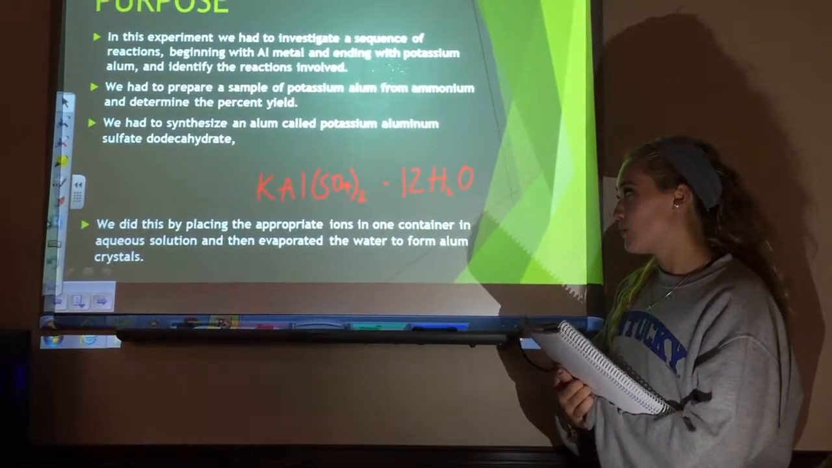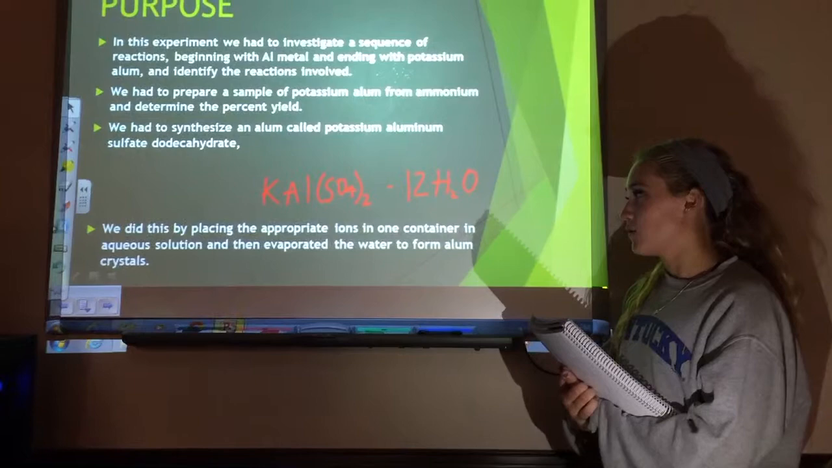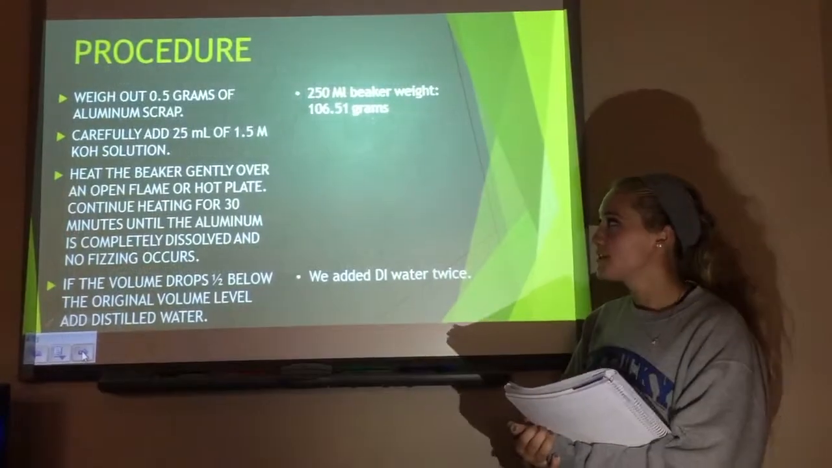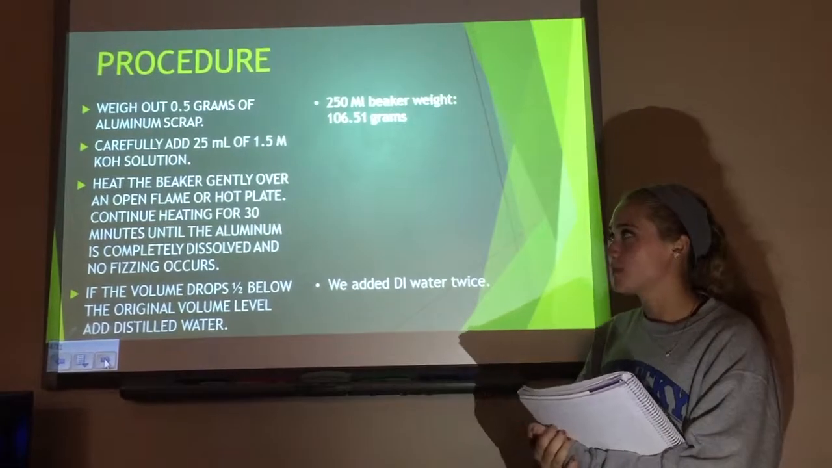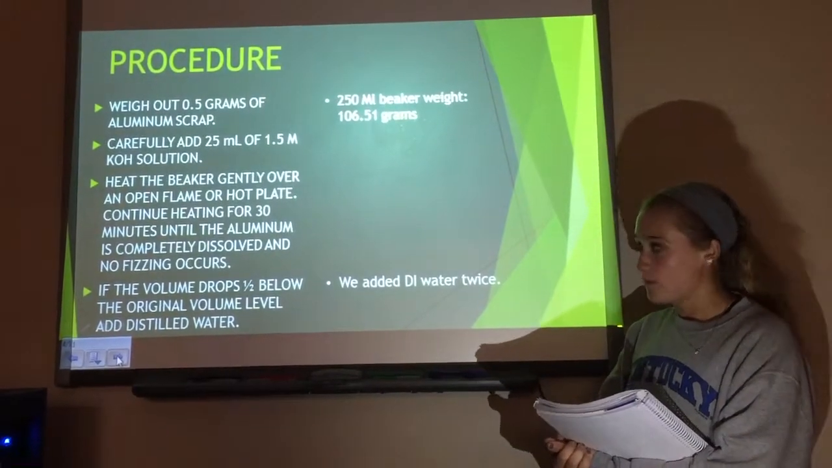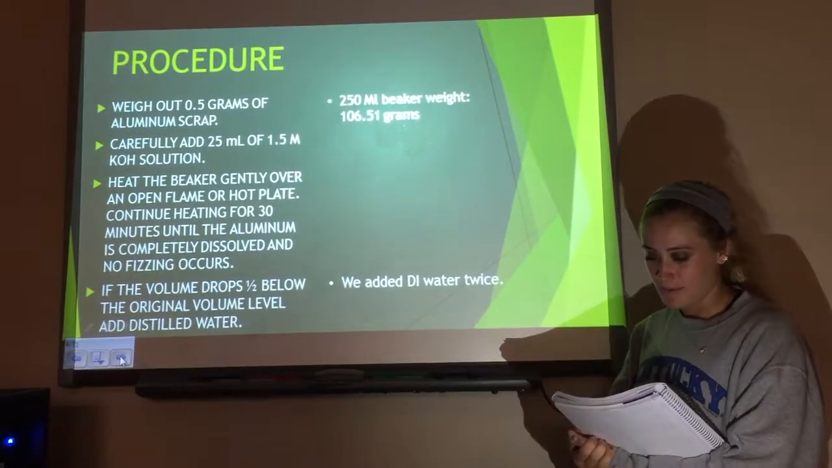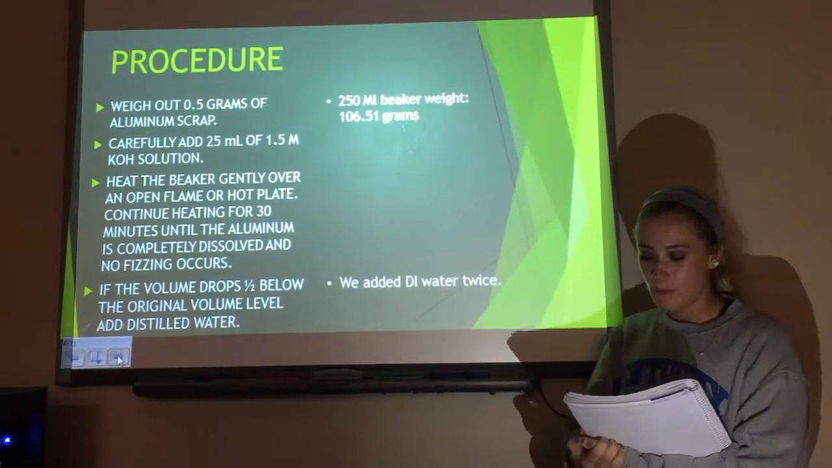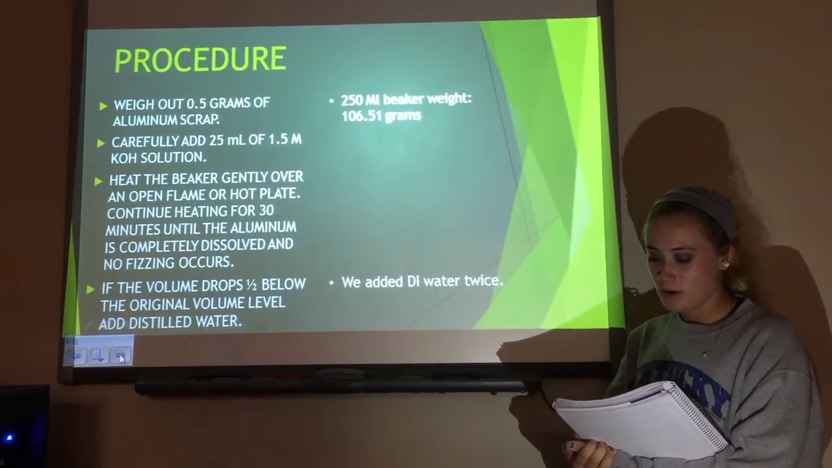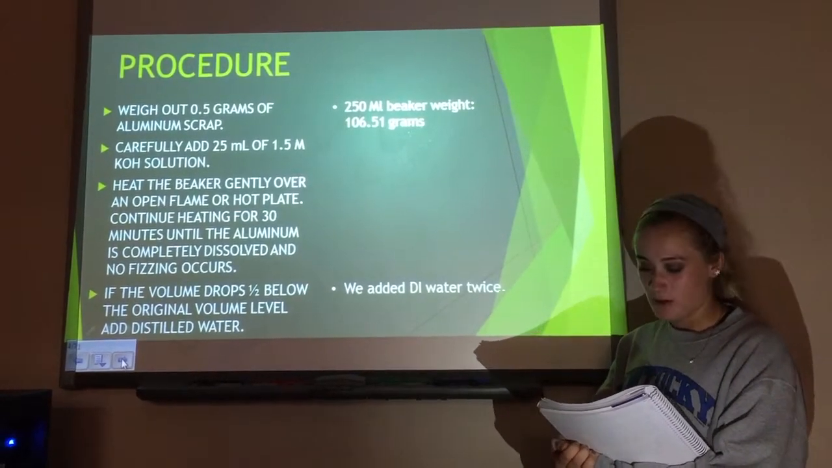By placing the appropriate ions in one container in an aqueous solution and then evaporating the water to form alum crystal. First, for the procedure, you need to obtain goggles and put them on and put on a pair of plastic gloves. And then accurately weigh out 0.5 grams of aluminum scrap. And you need to cut it into small pieces about 1 to 2 millimeters thick and put the pieces into a large 200 or 250 milliliter beaker.